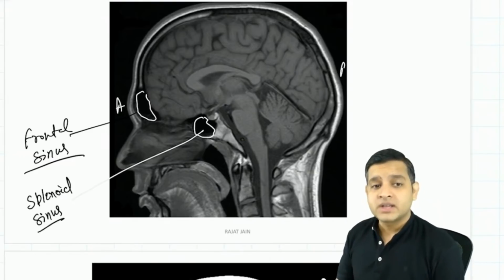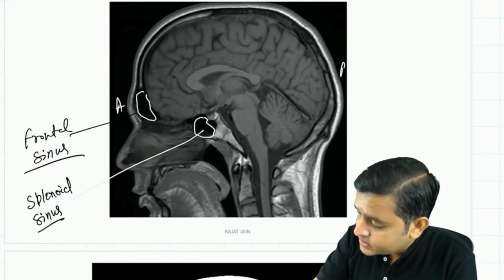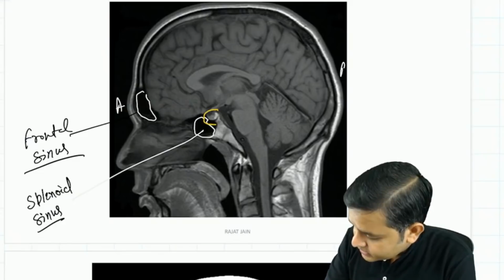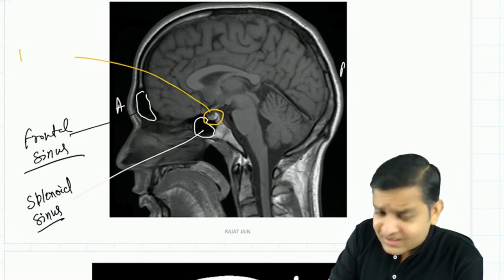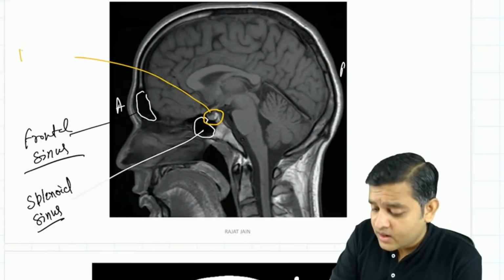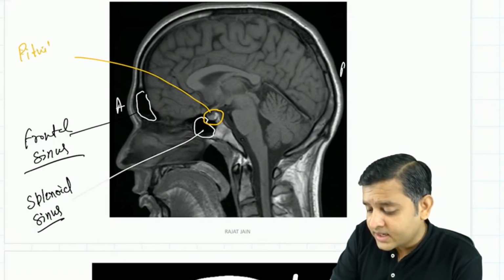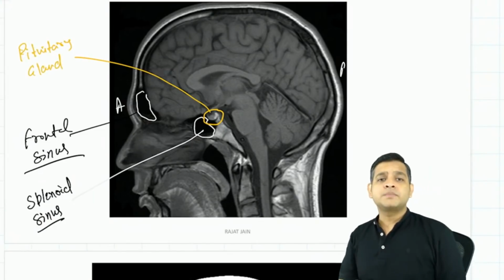Just above the sphenoid sinus, you see this structure, and this is sella turcica on a radiograph, but in MRI you can directly see the gland. So we call it a pituitary gland.